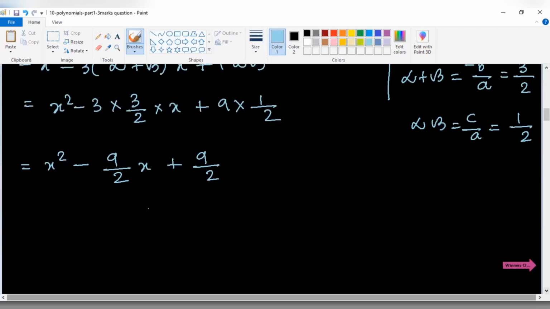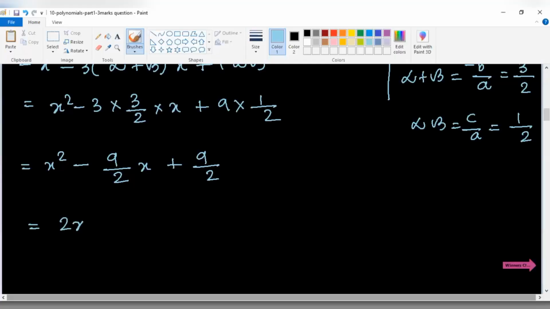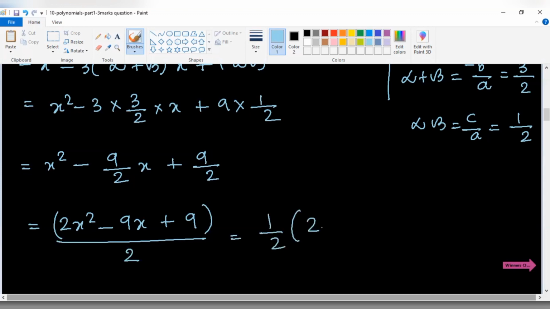Okay, now we can multiply throughout by 2. That is 2 times x square minus 9x plus 9. Actually, this is the required polynomial, and let us take it as 1 by 2 into 2x square minus 9x plus 9. This is the required polynomial. Actually, we can write the polynomial as 2x square minus 9x plus 9 itself.